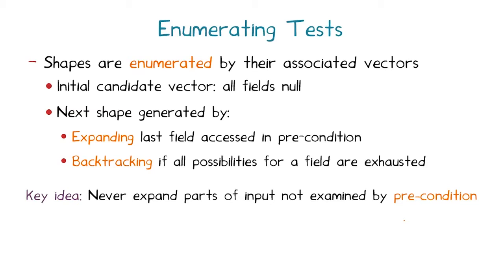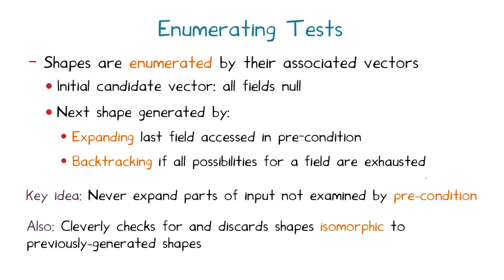The precondition code will stop at the root if the root is null, and so it won't assign objects to any of the other fields while the root is null. Additionally, by keeping track of which objects point to which types, Korat cleverly checks for whether it generates isomorphic and therefore redundant test cases, discarding any isomorphic test cases that it finds. For more details on the operation of the algorithm behind Korat, please see the paper linked in the instructor notes.